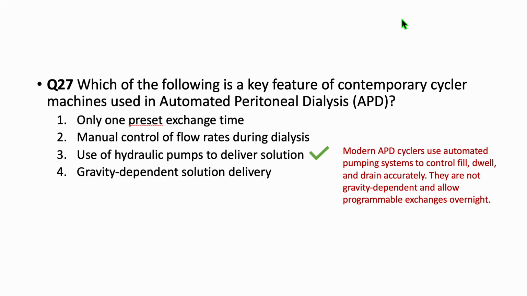So the answer will be third, the use of hydraulic pumps to deliver solution. Modern APD cyclers are automated pumping systems to control fill, dwell and drain accurately. They are not gravity dependent, so the fourth option is also incorrect. They are not gravity dependent and allow programmable exchange overnight. So this will be the answer.